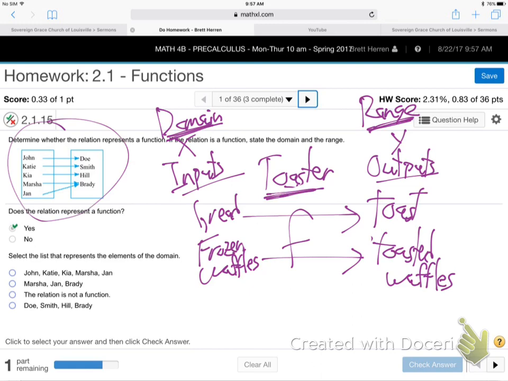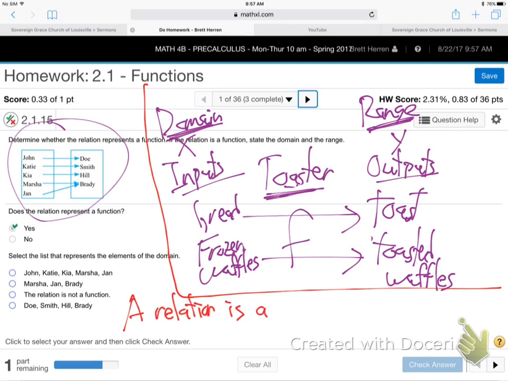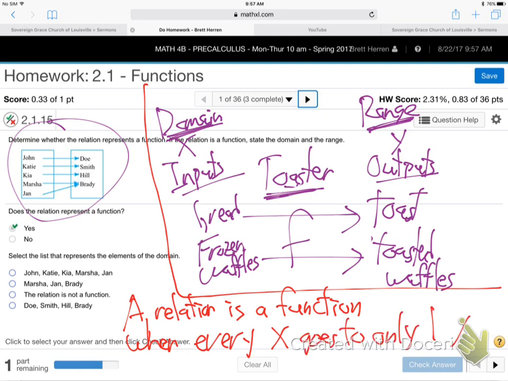So they're giving us a function relationship right here. Looks like it's first name, last name. John Doe, Katie Smith, Kia Hill, Marcia Brady, and Jan Brady. Now, what I really should say is all these are relationships, and certain kinds of relationships are called function relationships. Other ones are not. So a relation is a function when every X input goes to only one Y. That's the crucial rule. We want every X going to only one Y.